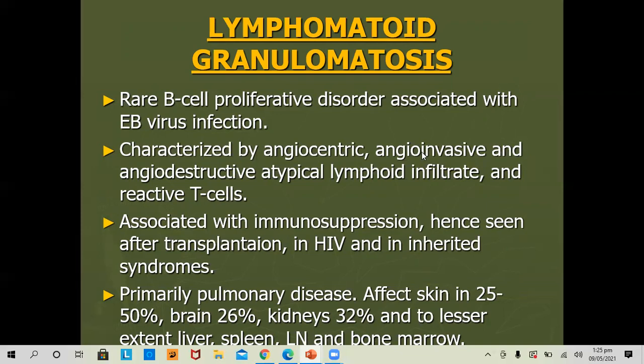So the B cells are mainly angiocentric, which not only invade the vessels but destroy the vessels. Along with that, reactive T cells are also present. It is associated with immunosuppression, so has been associated with transplantation, HIV, and certain inherited syndromes. It is mainly a pulmonary disease, and in addition to the lungs, skin is involved in 25 to 50% of the cases, brain in 26%, kidney 32%, and to a lesser extent liver, spleen, lymph node, and bone marrow.